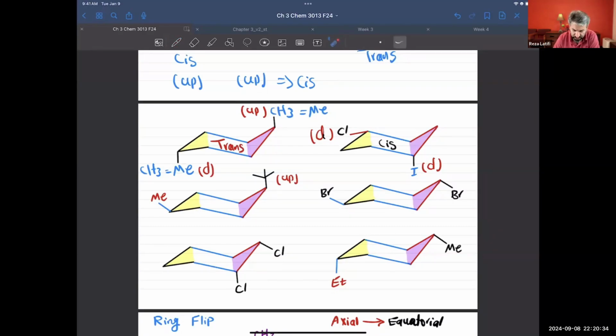Next, we have the tertiary butyl pointing up, and how about the methyl group? Let's figure it out. If the tertiary butyl is pointing up, then this one will be down. Hydrogen here will be in the axial position, but pointing down. This one is going to be up, and the axial position will be down here. So this is the equatorial position, but it's pointing up.